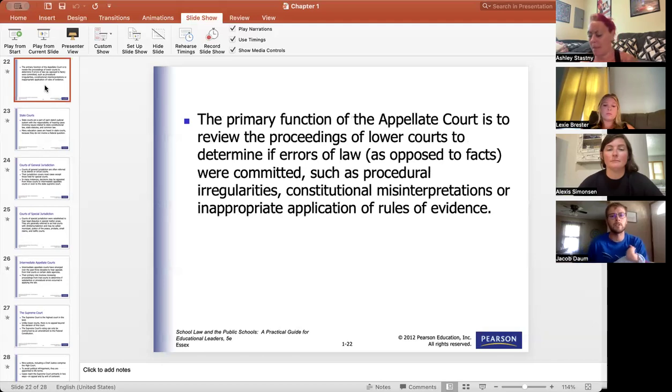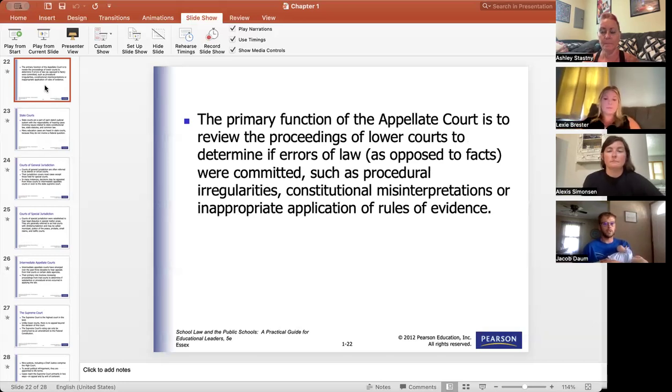And then the primary function of the appellate court is to review the proceedings of lower courts to determine if there were any errors in law that were committed, such as procedural irregularities, unconstitutional misinterpretations, or inappropriate application of rules of evidence.